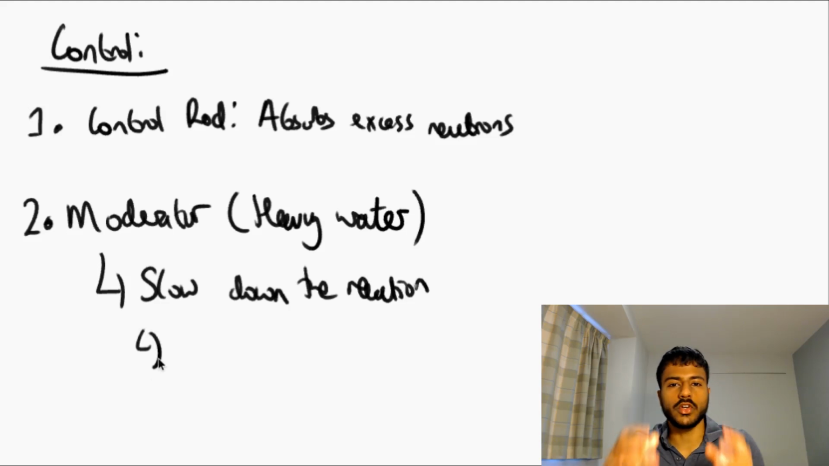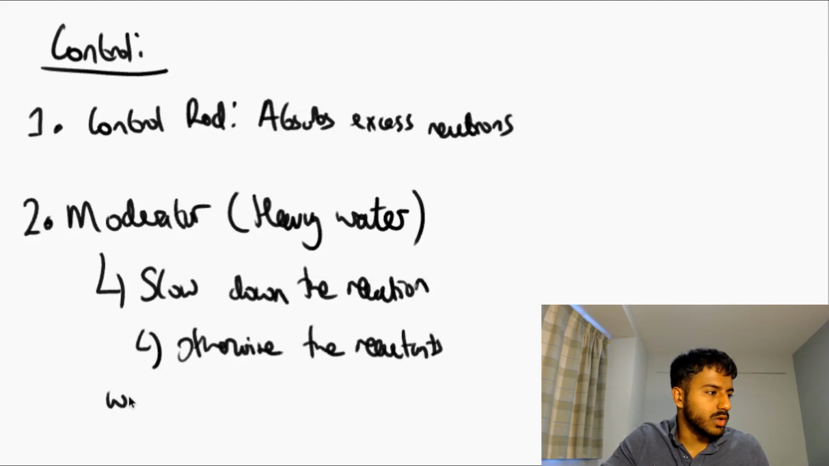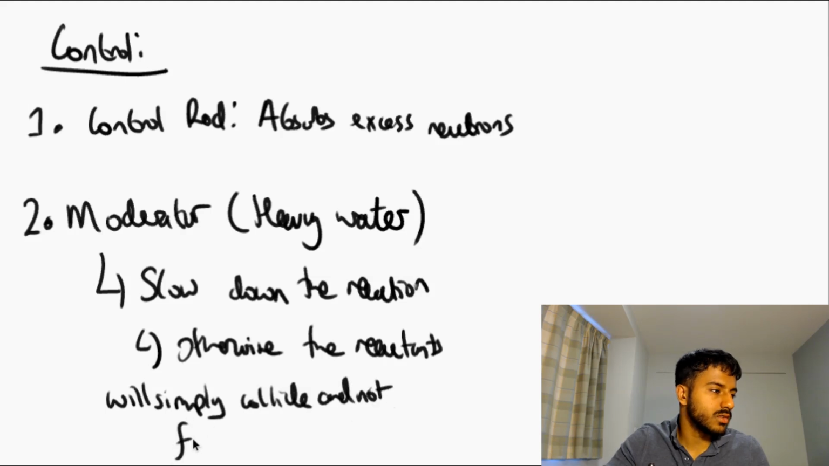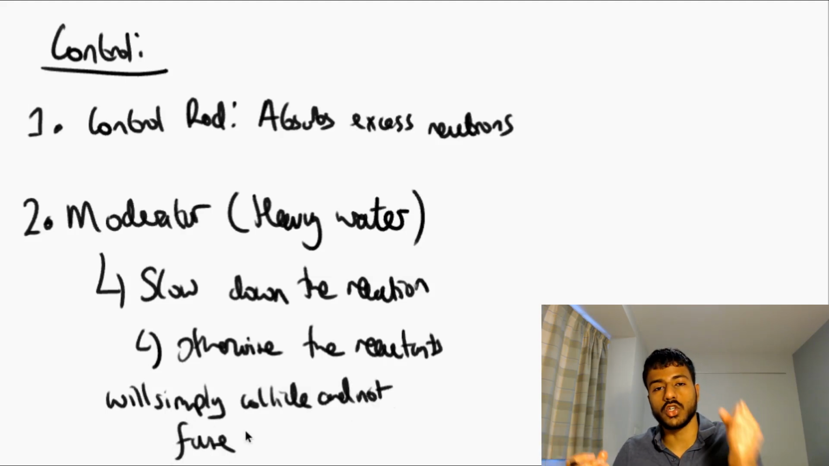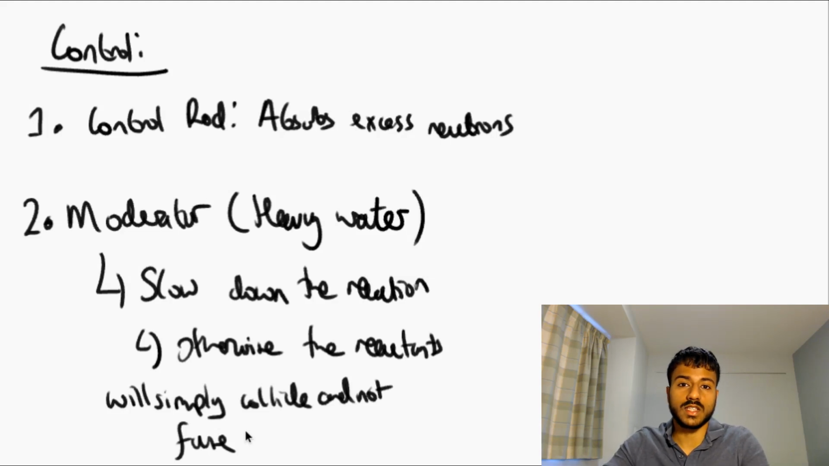And we need a slow moving neutron because otherwise the reactants will simply collide and not fuse. So instead of the neutron and the fuel rod joining together to form uranium-236, the neutron will just simply bounce off the fuel rods. So this is the reaction that goes on in a nuclear fission reactor, and this is what supplies most of the energy that we get in our homes.